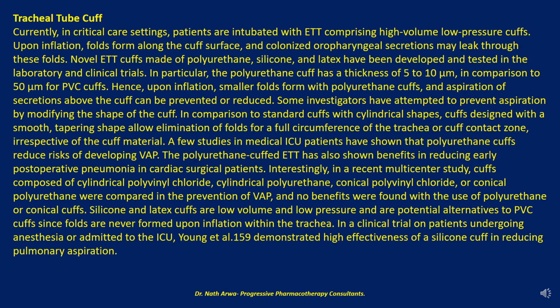Novel endotracheal tube cuffs made of polyurethane, silicone, and latex have been developed and tested in laboratory and clinical trials. In particular, the polyurethane cuff has a thickness of 5 to 10 micrometers, in comparison to 50 micrometers for PVC cuffs. Hence, upon inflation, smaller folds form with polyurethane cuffs, and aspiration of secretions above the cuff can be prevented or reduced. Some investigators have attempted to prevent aspiration by modifying the shape of the cuff.